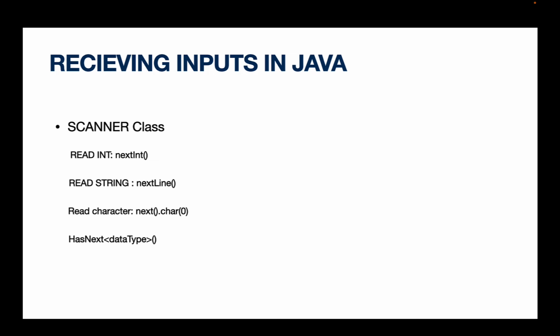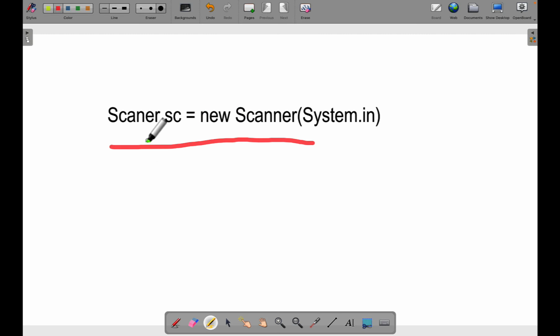One of the easiest ways to receive inputs in Java is through the Scanner class. The Scanner class is a class in a Java package that is used for obtaining inputs from the keyboard. If we want to use the Scanner class, first we have to create an object of that Scanner class. In Java, whenever we want to create an object, we use the keyword new. If you add new to a class, that means you are creating an object. So here sc is an object of the Scanner class.